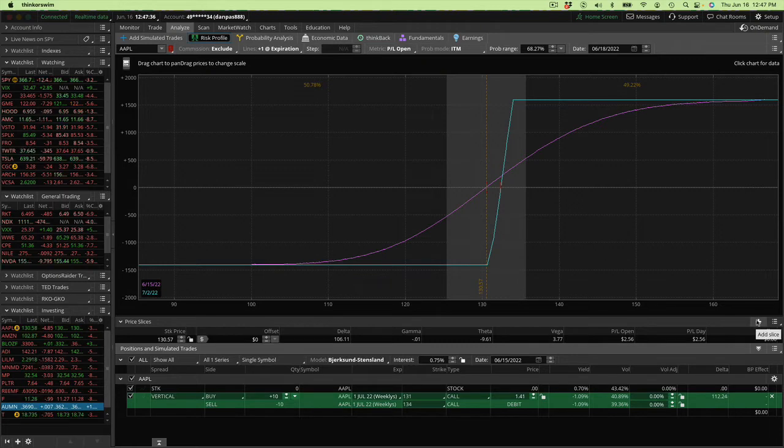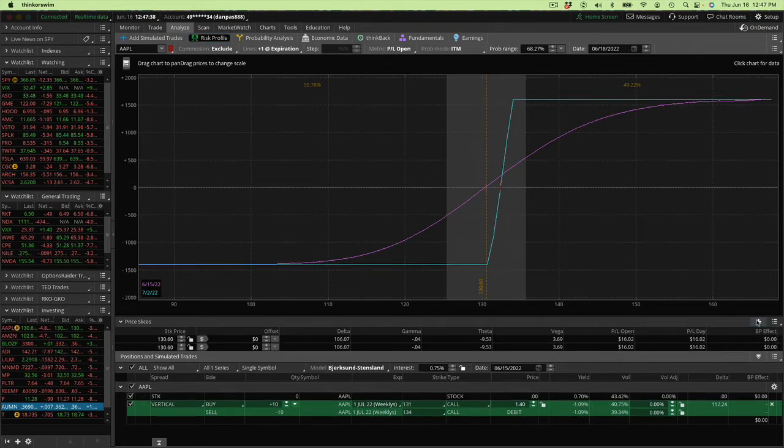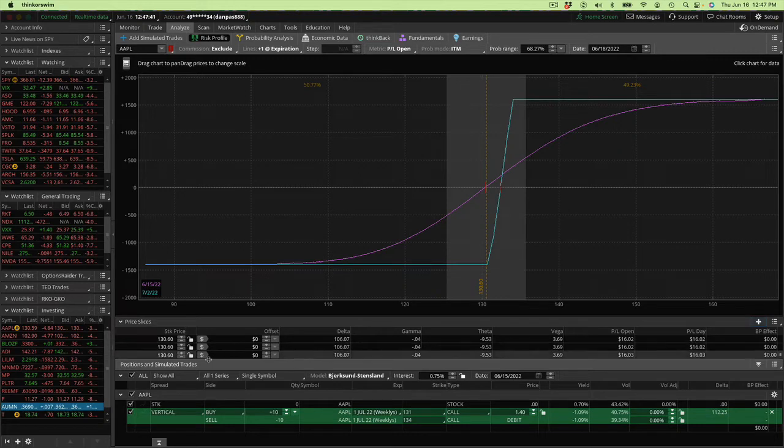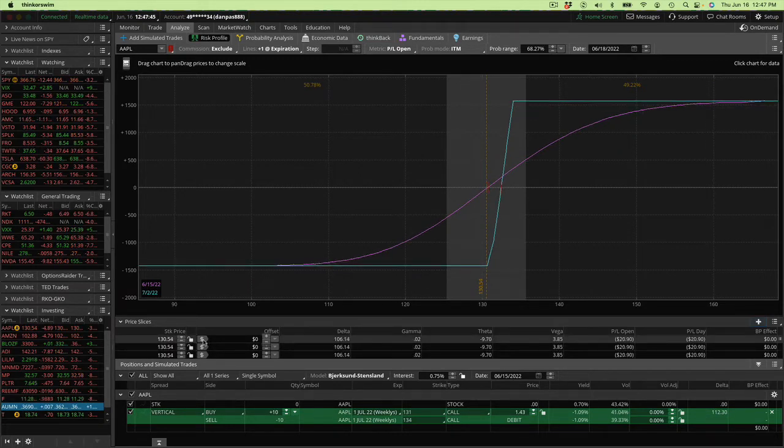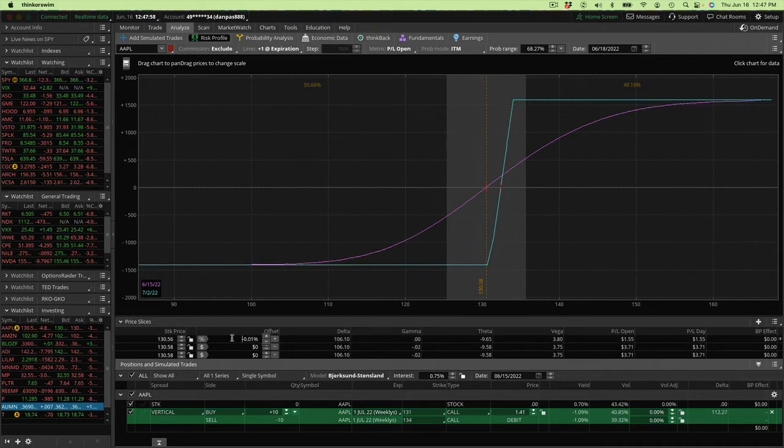But I want to add some slices here. So I'm going to add one and I'm going to add a second one. Now right now these are all identical, but we can change this from a dollar amount and we can offset it by a dollar or two or whatever. Or we can change this to a percentage, standard deviation, or whatever. I like to change it to a percentage difference. And I like to start with down 10%. And then I also like to look at it up 10%.